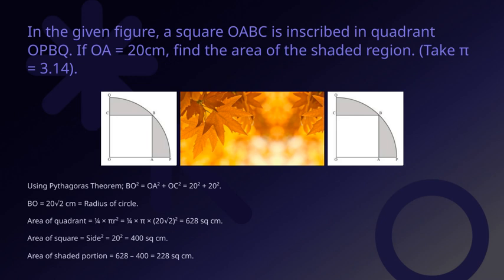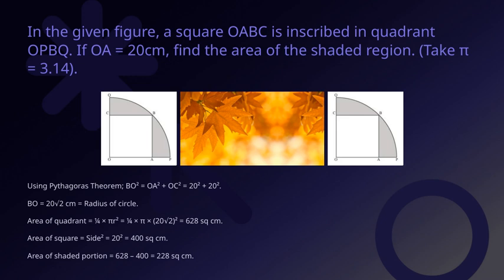Next, to find the area of the quarter circle, we use the formula for the area of a circle, pi r squared, and then take a quarter of that since it's a quadrant. So the area of the quadrant is 1/4 of pi times the radius squared. Substituting the radius, we get a quarter times 3.14 times 20 square root 2 squared. When we square 20 square root 2, it becomes 20 squared times 2, which is 400 times 2, giving us 800. So the area is a quarter times 3.14 times 800, which results in approximately 628 square centimeters.